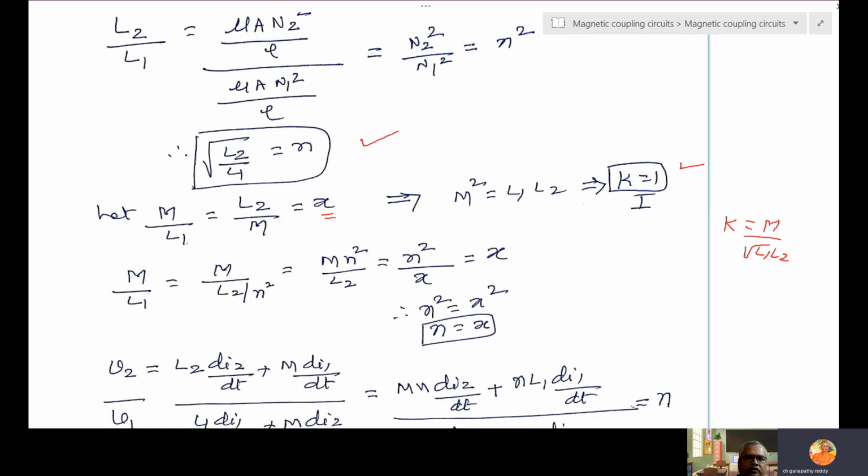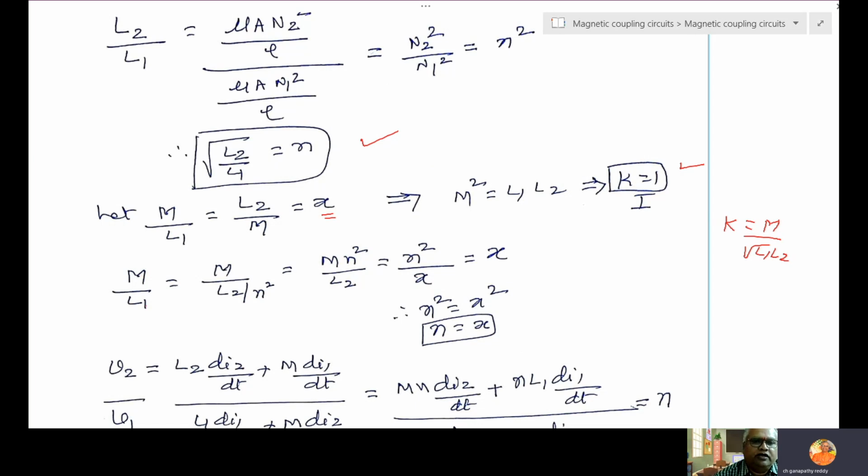M by L1, L2 by N square. So from that M by this, you simplify further: M by L2. This N square is coming to the numerator. So N square by this, M comes down, bring it down, L2 by M.